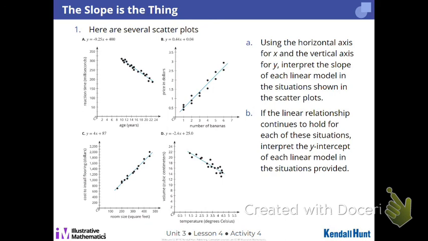Okay, so the second one, B. We've got bananas and price. What does the 0.44 mean in context? If you have 0 bananas, it'll be 4 cents. What is the slope? For each banana, it costs 44 cents. Each banana is 44 cents.